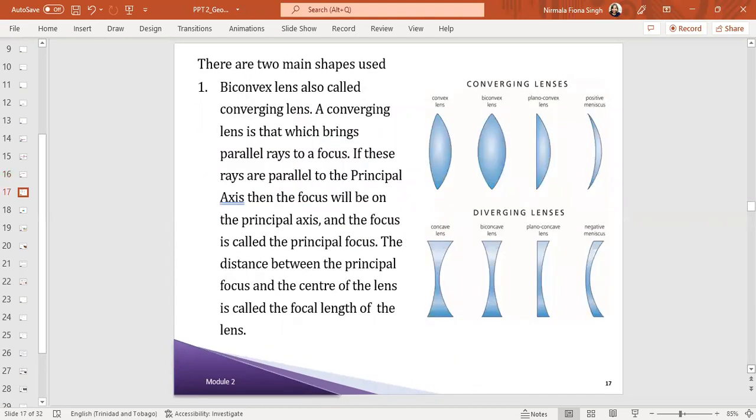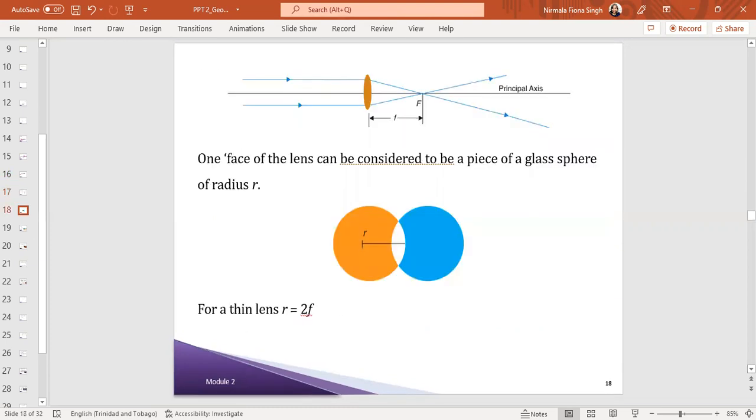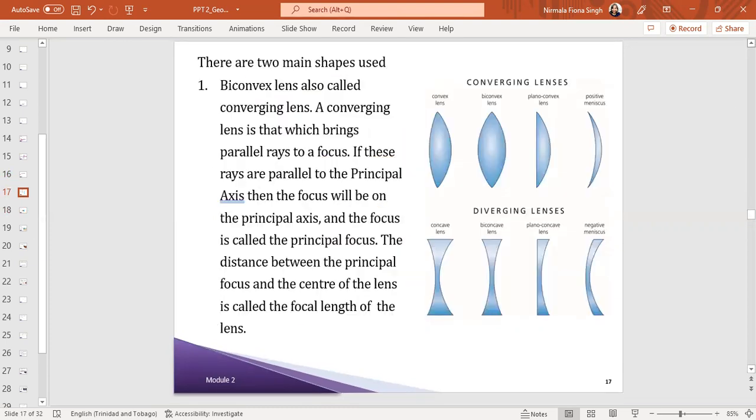The two main types of lenses are biconvex and concave lenses. You're going to read through this and go through them. It's not too hard to look at. Converging lenses and diverging lenses: any type of convex lens is a converging lens, and any type of concave lens is a diverging lens.